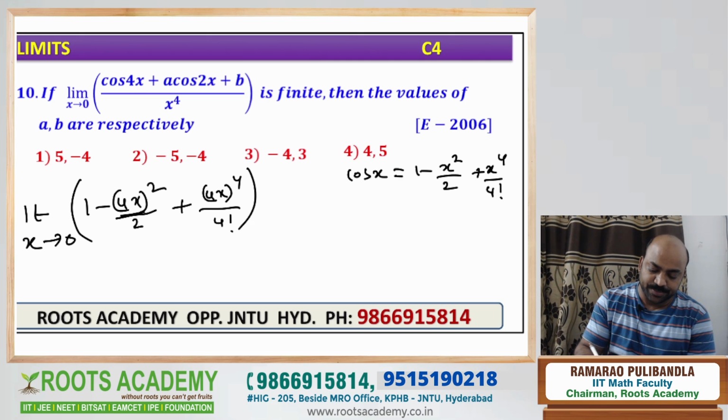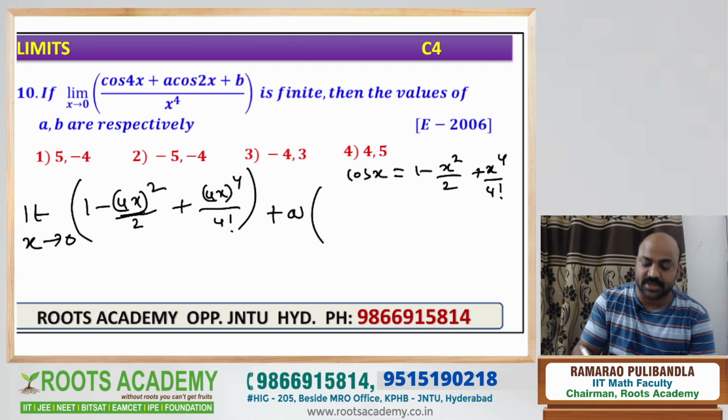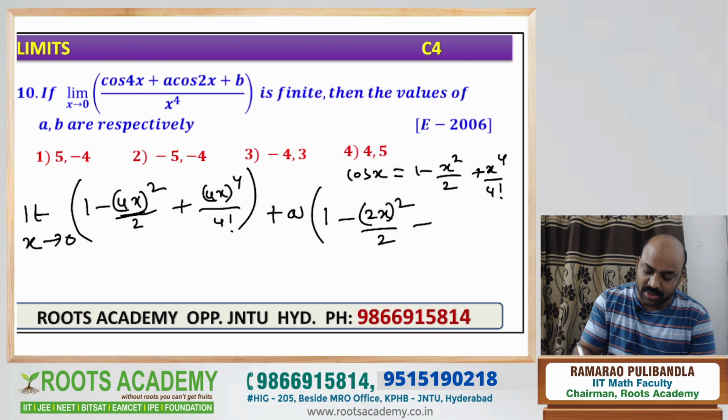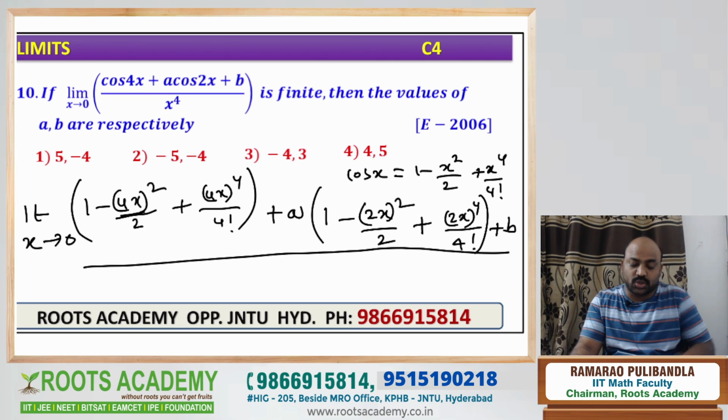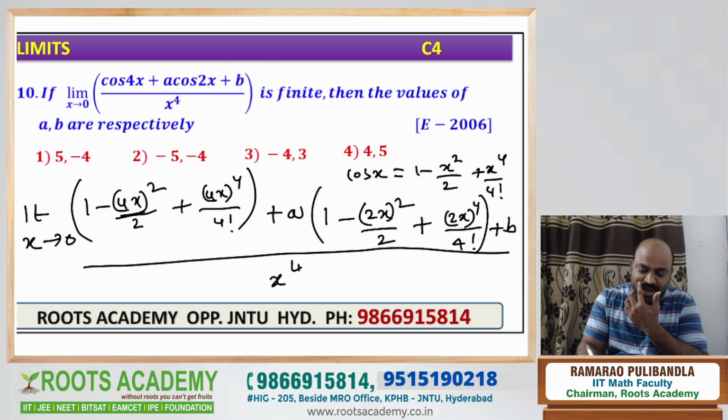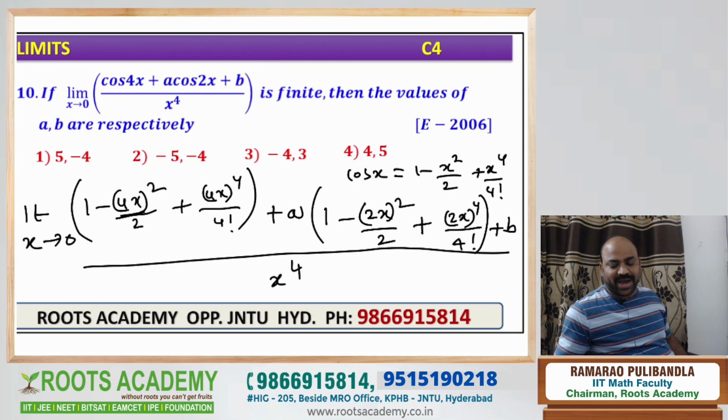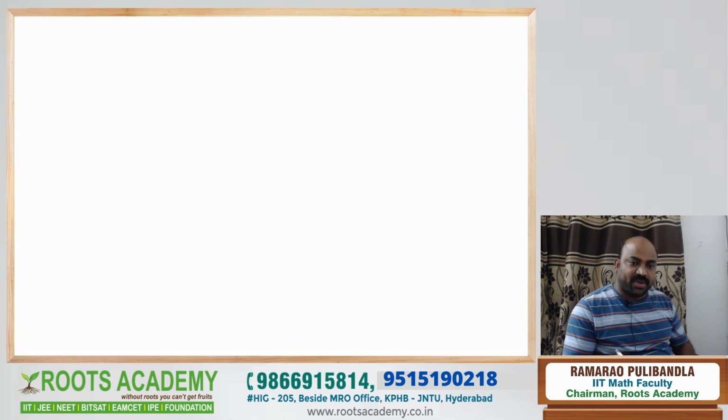This is the first term plus a into (1 minus 2x) whole square by 2 plus (2x) whole power 4 by 4 factorial, plus b. What you will get in the denominator is x power 4, right? So you have to separate it into polynomial by polynomial. Look here at what I am doing. Just simplify it completely. Limit x tends to 0.